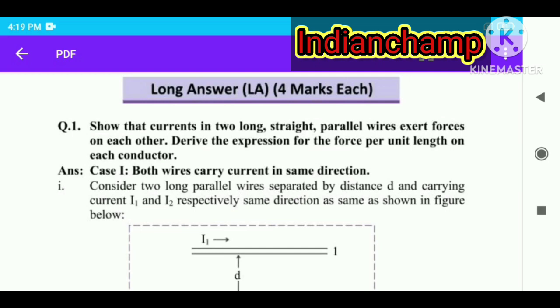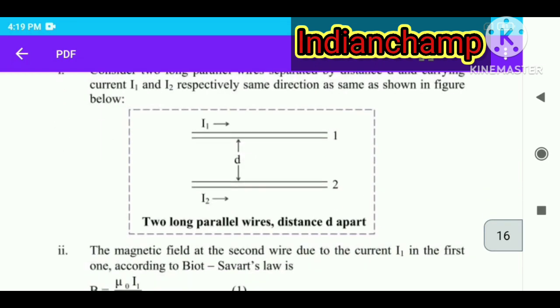First, consider two long parallel wires separated by the distance d and carrying currents I1 and I2 respectively, in the same direction as shown in the figure below. Two parallel wires a distance d apart, with I1 and I2 in the diagram.